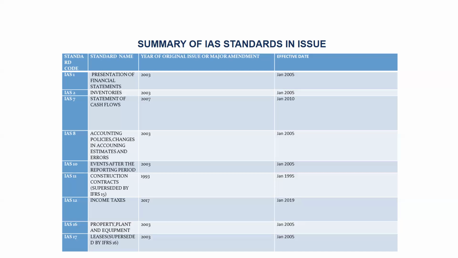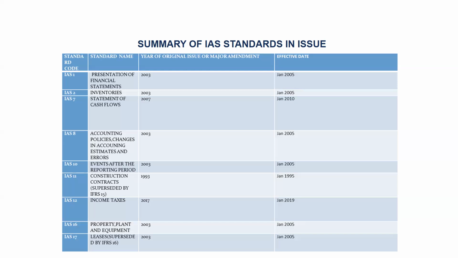IAS 2 deals with inventories. The standard was issued in 2003 and was effective from 1st of January 2005. The standard gives guidance on how to account for inventories. And specifically, the standard states that inventories should be measured at the lower of cost or net realizable value. We'll have some uploads on IAS 2 as well in terms of our discussions around inventories and how to account for them.